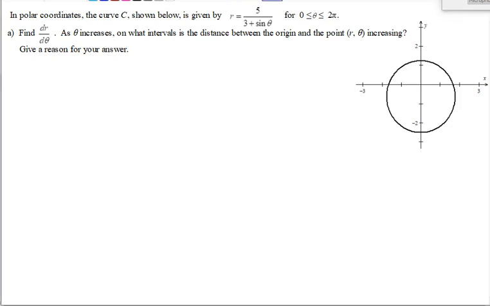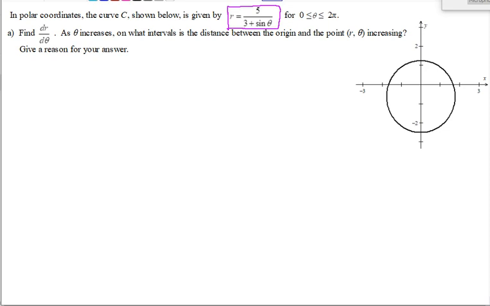These are the notes for AP Calculus on the topic of polar functions without the graphing calculator continued. So here it says in polar coordinates the curve C, shown below, is given by r equals 5 over 3 plus sine theta. So there's our polar function there.